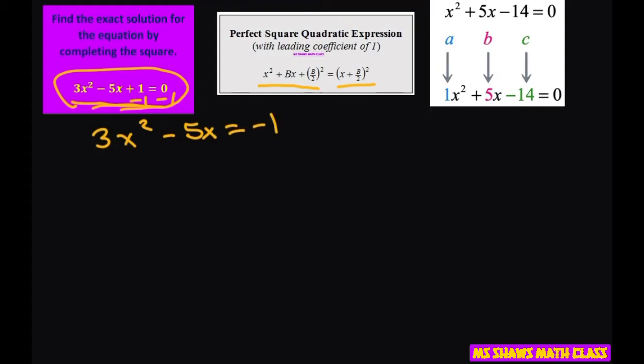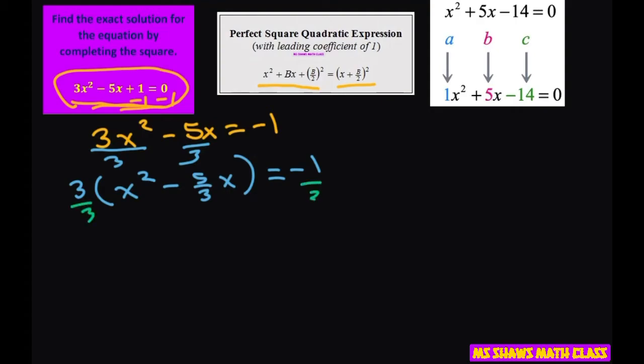Now I'm going to go ahead and factor out a 3. It's kind of like dividing by 3, but don't lose your divisor. So you get x squared minus 5/3 x equals negative 1. And then I'm going to go ahead and divide both sides by 3. So 3 divided by 3 is just 1, so I'm just going to take that away. Alright, so that's what we have now.